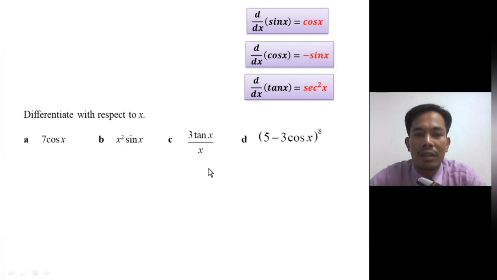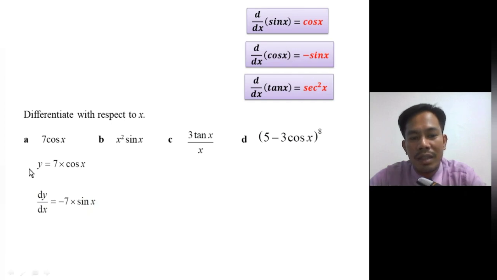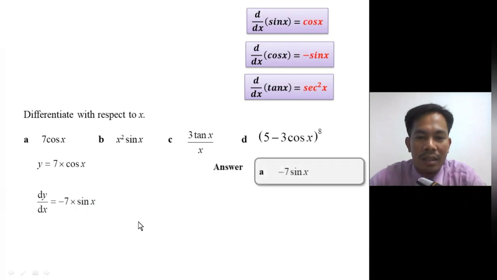Next, let's move on to some more examples. You will notice that I have 7 cosine x. What is the derivative of cosine x? It is negative sine x. So it will just become negative 7 sine x. Why negative 7 sine x? Because the derivative of cosine x is negative sine x, but that negative now belongs to everything. So the answer here is negative 7 sine x.